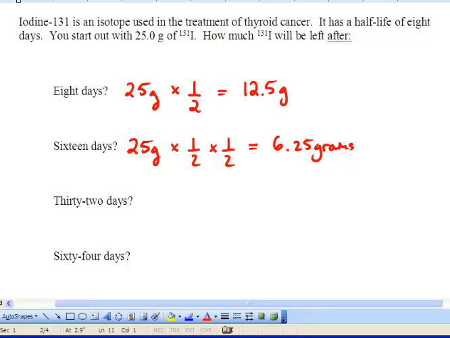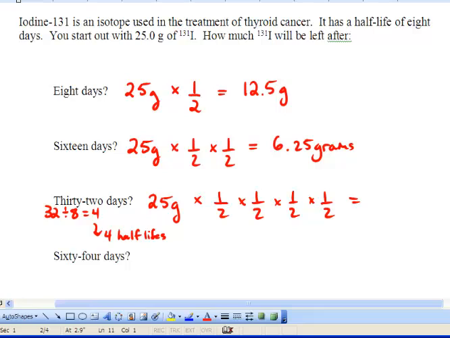Now, you'll start to see a pattern here. Every single time we start with the total number, or the 100% that we started with. And for 32 days, well, 32 divided by 8 equals 4. So we have 4 half-lives. So we're going to multiply it by 4 halves. Really what you're saying is 25 divided by 2 times 2 times 2 times 2, which is 16, and we get 1.56 grams left after 32 days.